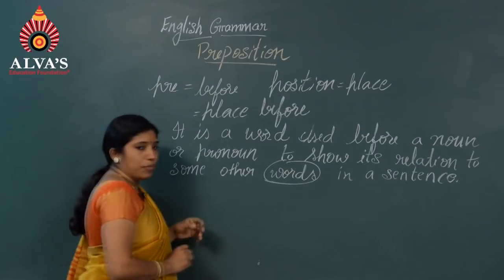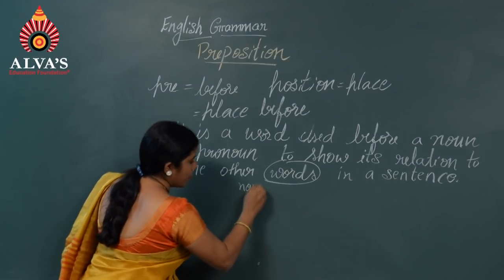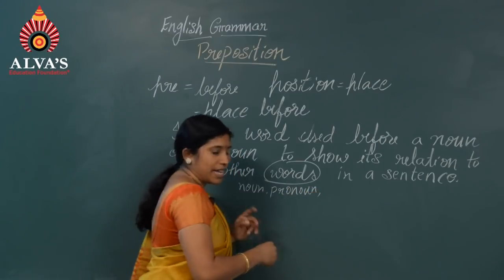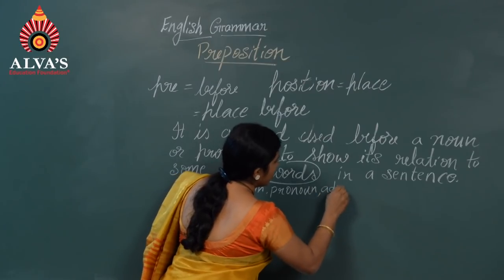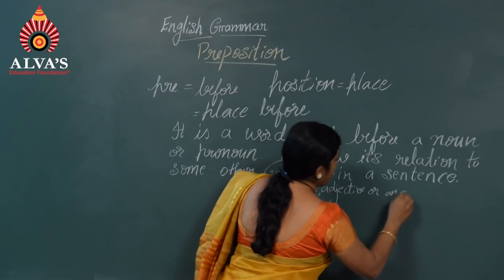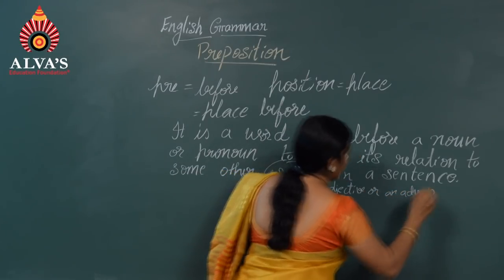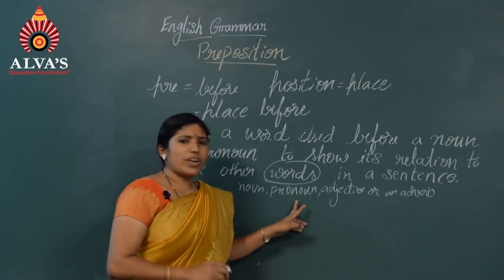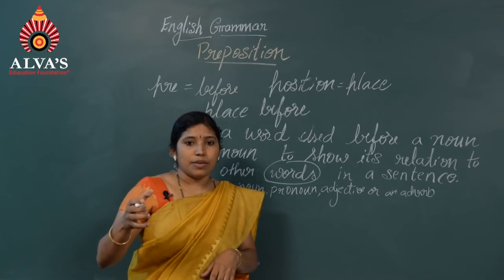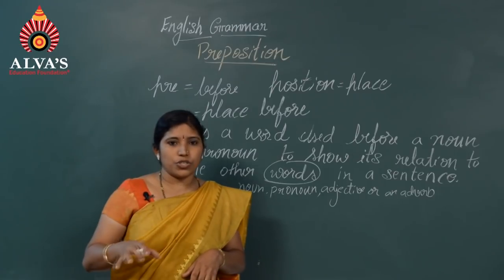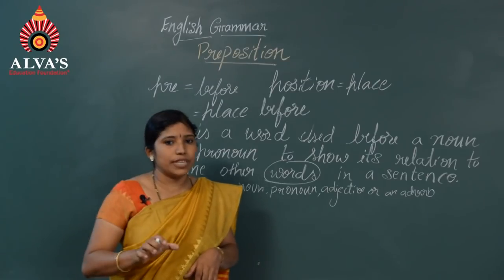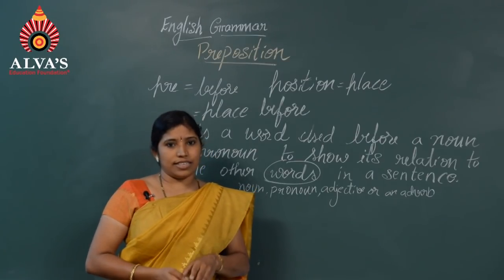These words may be a verb or noun. It may be a noun or pronoun or adjective or an adverb. And what are the functions of prepositions? It is used to show the time or place or the location or the position or direction or movement or the logical relationship of an object to the rest of the objects in the sentence.